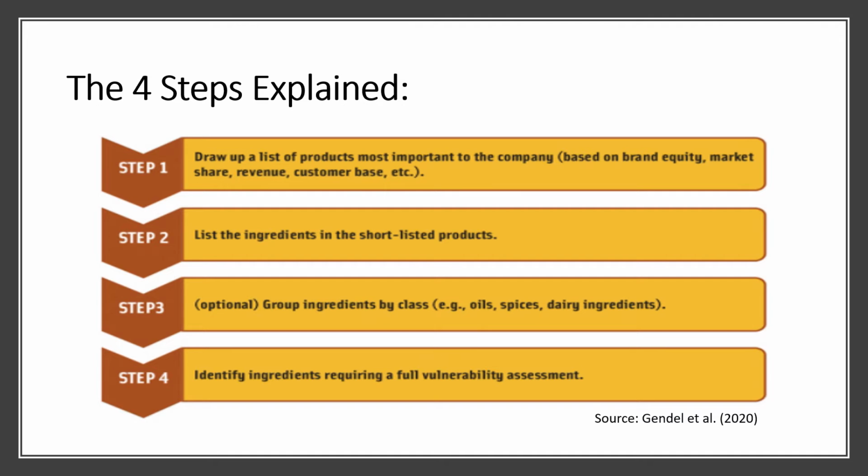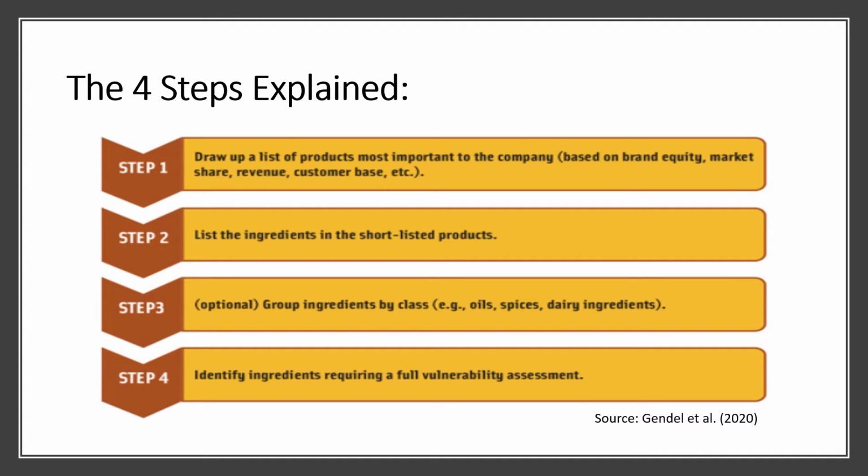On this slide, I will further explain the steps that were mentioned earlier, which are used to prioritize ingredients using pre-screening guidance. The first 3 steps consist of gathering data, and the final step involves the actual evaluation. Step 1 is to identify all of the products that are most important to the company. Some factors that can be used to determine these products include brand equity, market share, their contribution to revenue, and the cost of their production.